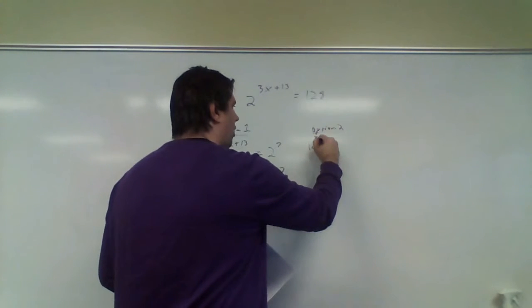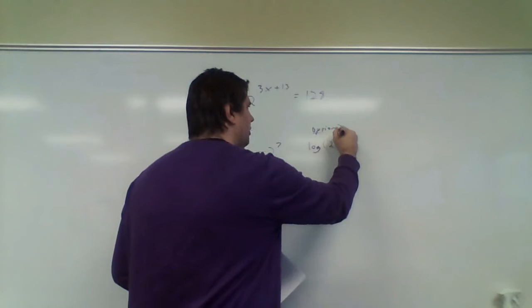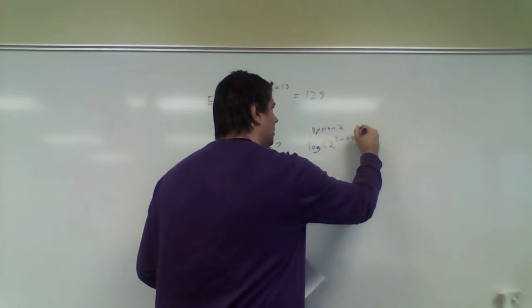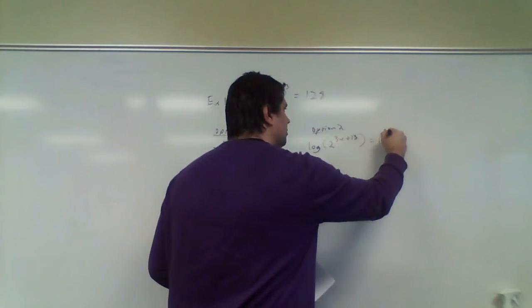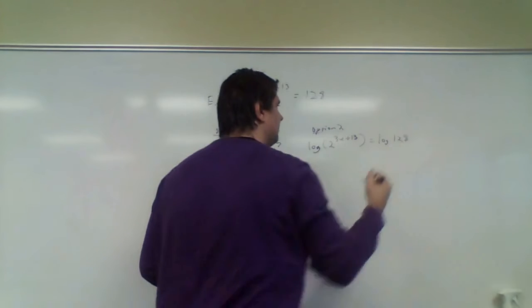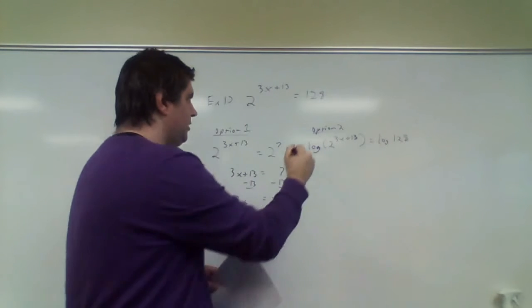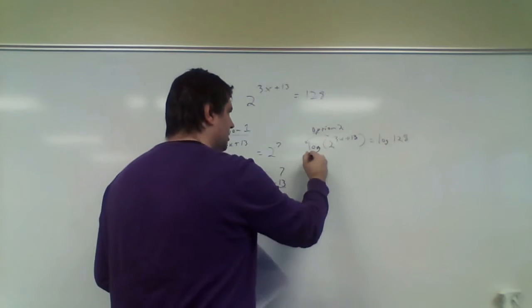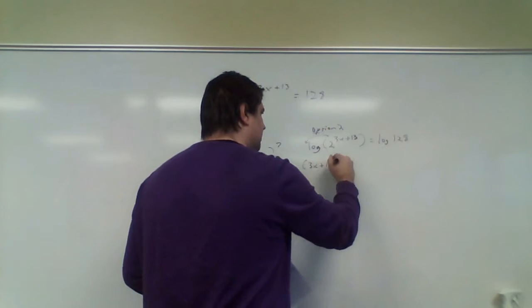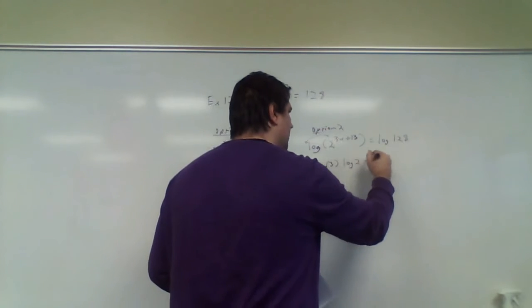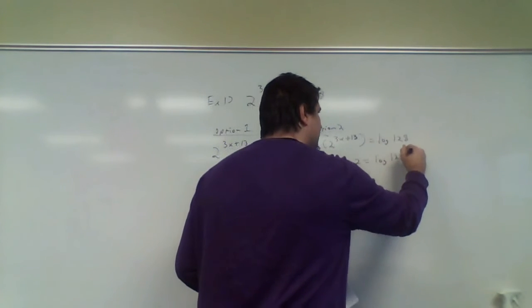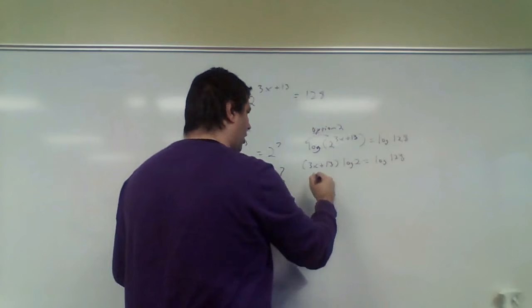So I'll take log of 2 to the 3x plus 13 power equals log of 128. This will go to the front. You'll have 3x plus 13 times log 2 equals log 128. I'll then divide off that log.